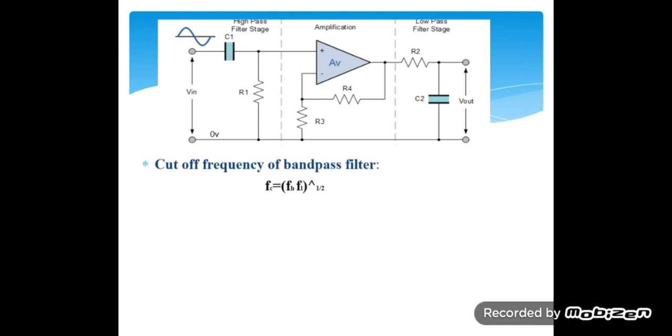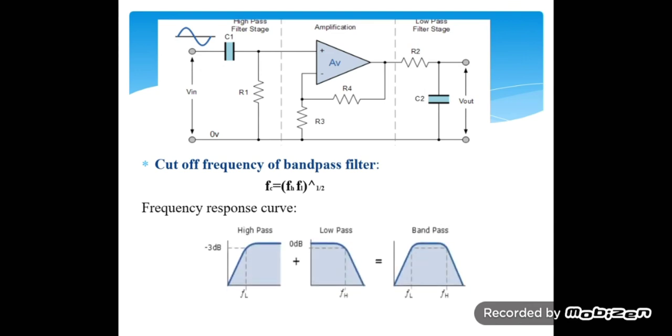So the overall cutoff frequency for a band pass filter is given by this formula, which is nothing but the square root of FH and FL, which is nothing but the higher cutoff frequency of the high pass filter and the cutoff frequency of the low pass filter configuration, right?